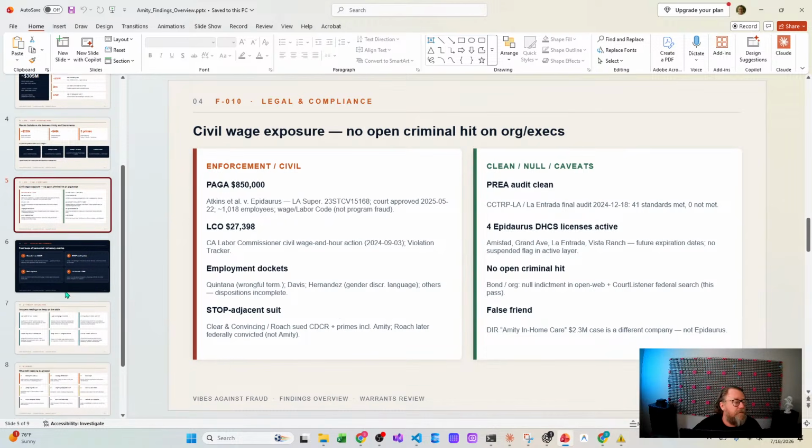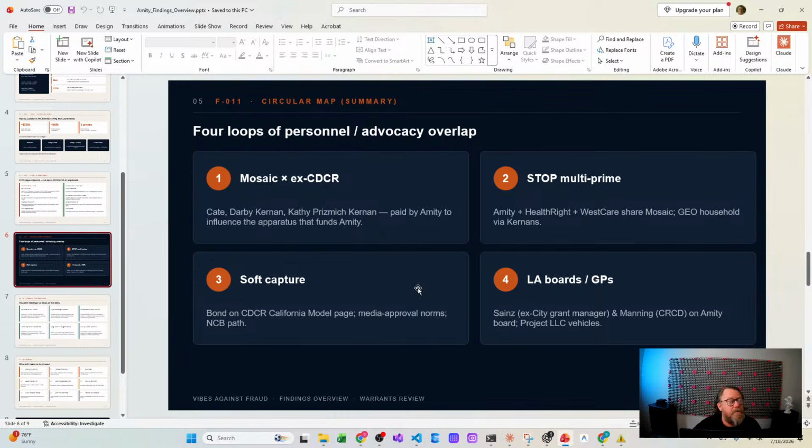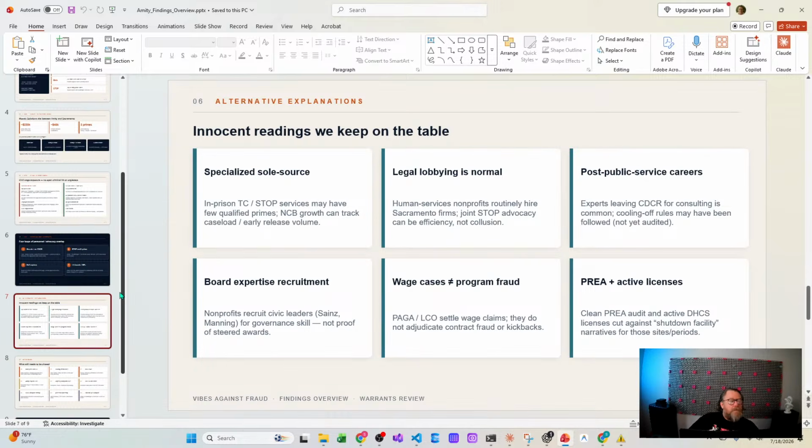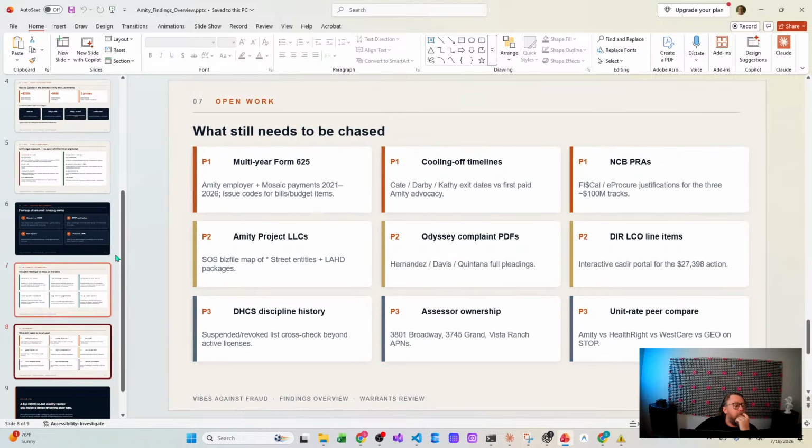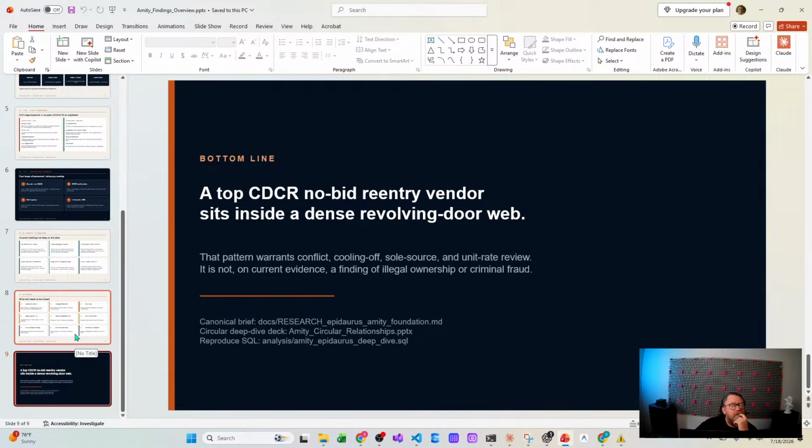Civil wage exposure. Again, I don't really care about these employment cases. Advocacy overlap. Innocent readings we keep on the table. What still needs to be chased? Multi-year Form 625. I don't know what that is, but let's look at cooling off timelines. I think that's, isn't that like the amount of time that you're not allowed to get a job at a contractor for your agency? Bottom line, a top California Department of Corrections no bid reentry vendor sits inside a dense revolving door web. Sounds kind of shady.